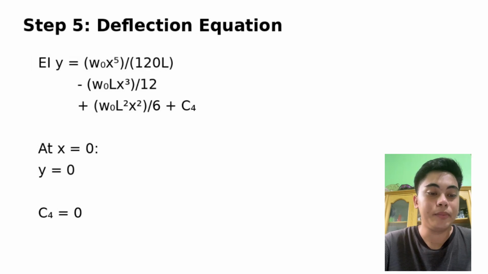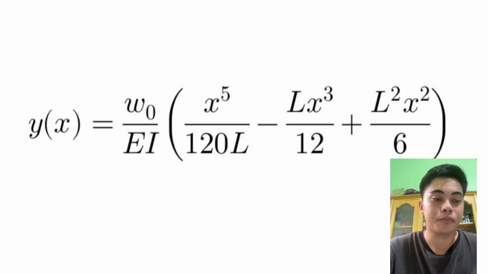Integrating again gives the deflection equation. EIy is equal to W sub 0 x to the fifth over 120L minus W sub 0 Lx cubed over 12 plus W sub 0 times L squared x squared over 6 plus C4. At the fixed end, the deflection is 0. So at x equals 0, y is equal to 0. Therefore, C4 is equal to 0.